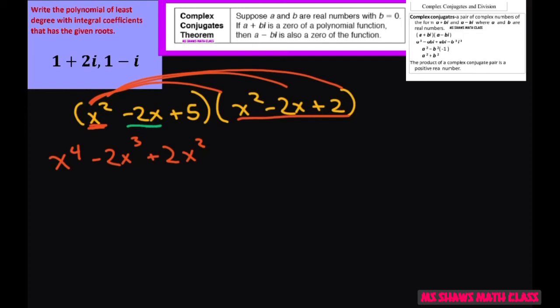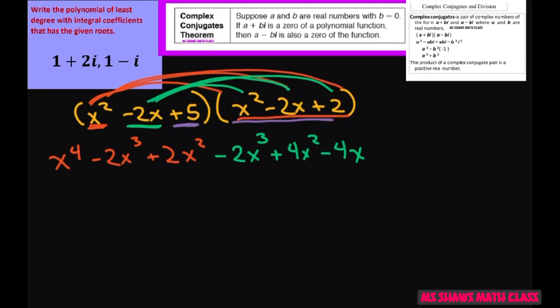Now take this second term, negative 2x, and multiply that term to all 3 of these. That's going to give you negative 2x cubed plus 4x squared minus 4x. And finally, we're going to multiply 5 times each one of those terms. That's going to be plus 5x squared minus 10x plus 10.